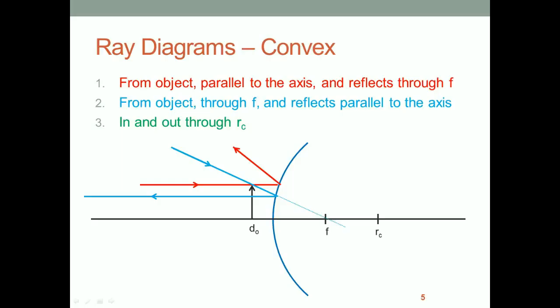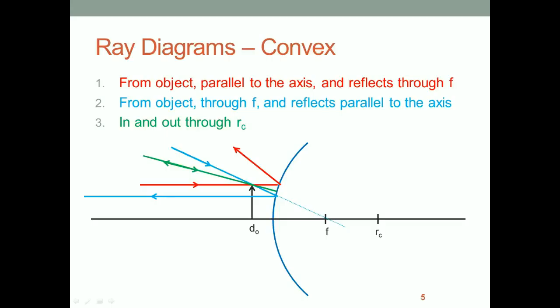The second one comes in, hits the top of the object, and has to go through the focal point. So that's what this is trying to show us here. And then reflects out parallel. And the third one goes in, hits the top of the object, and also has to go through the center of curvature.